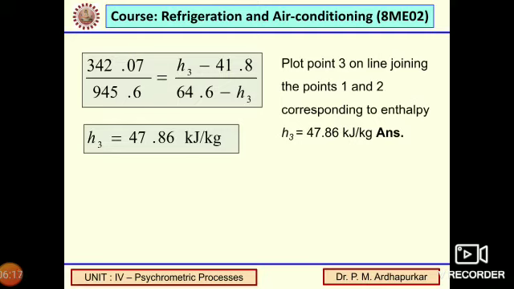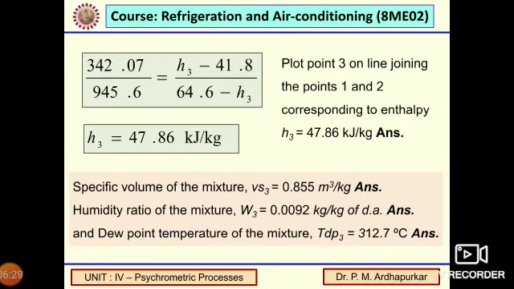So then plot point 3 on the line joining points 1 and 2, corresponding to the enthalpy H3 is equal to 47.86 kilojoule per kg. Once you locate point 3, you can obtain from the psychrometric chart the specific volume which was required for the mixture. That comes out as 0.855 meter cube per kg. Humidity ratio, that means specific humidity for the mixture was the question. It comes out as 0.0092 kg per kg of dry air, and a dew point temperature of the mixture, that is 312.7 degrees centigrade.